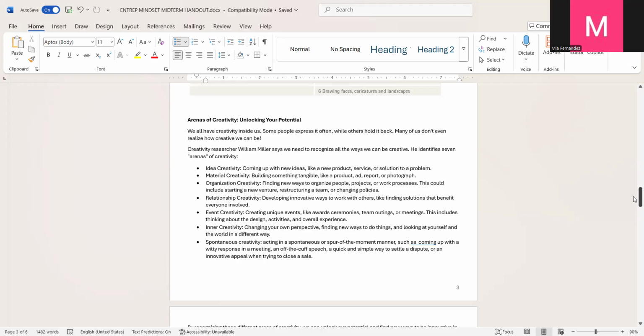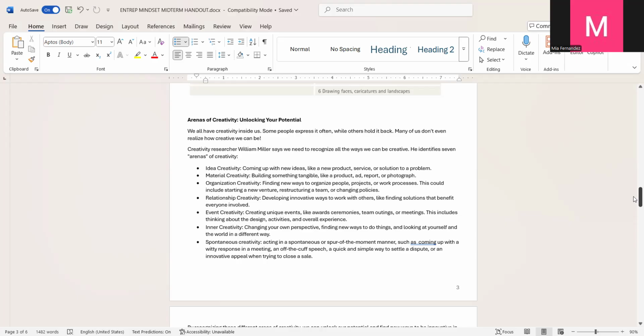Of course, if you are a very good events planner, that is really still being creative, especially about the designs, about the activities. Inner creativity is about changing your perspectives, finding new ways to do things, and looking at yourself and the world in a different way. And spontaneous, acting in a spontaneous or spur of the moment manner, such as coming up with a witty response in a meeting, an off-the-cuff speech, a quick and simple way to settle a dispute, or an innovative appeal when trying to close a sale.